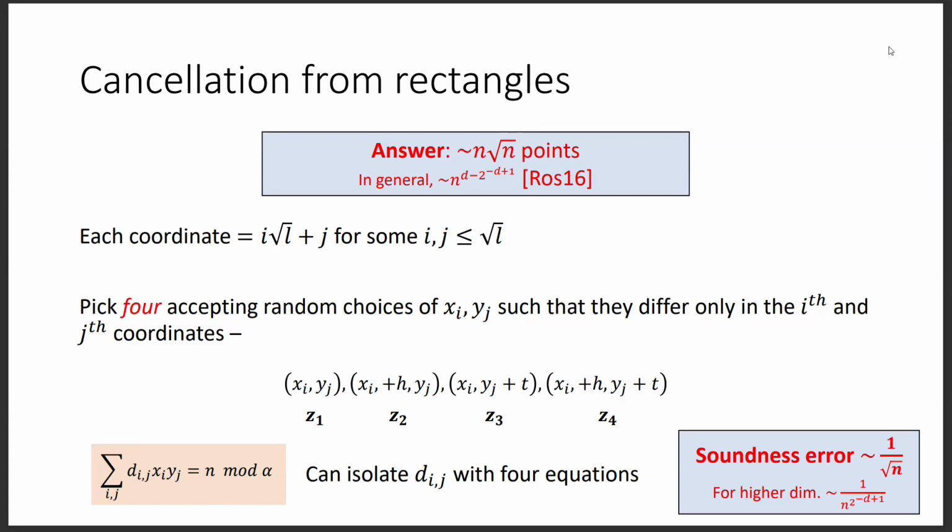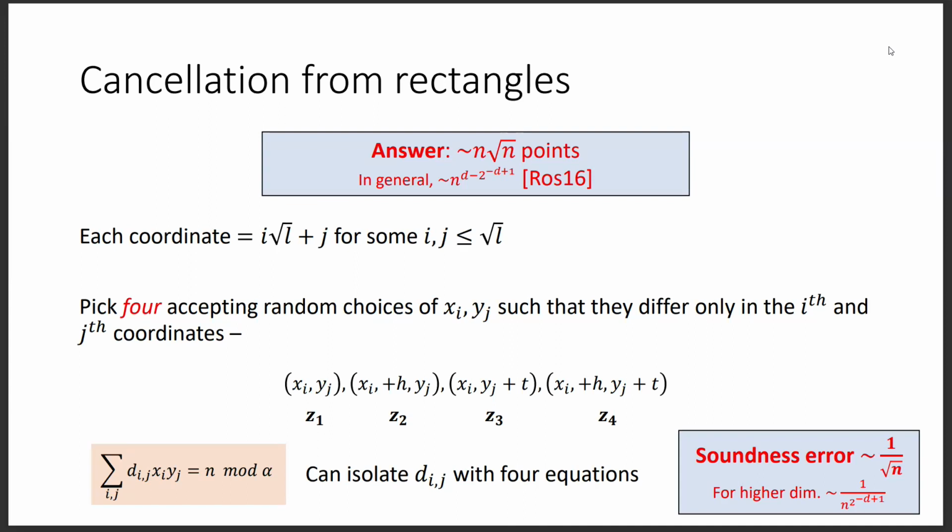And that turns out to give us a soundness error of 1 over square root n versus 1 over n before. So we're losing a lot just by going to square root L verification. And at higher dimension, this gets worse and worse. Eventually, this is not going to be negligible anymore if we want logarithmic verification. So this is still a barrier to log verification. So what do we do?